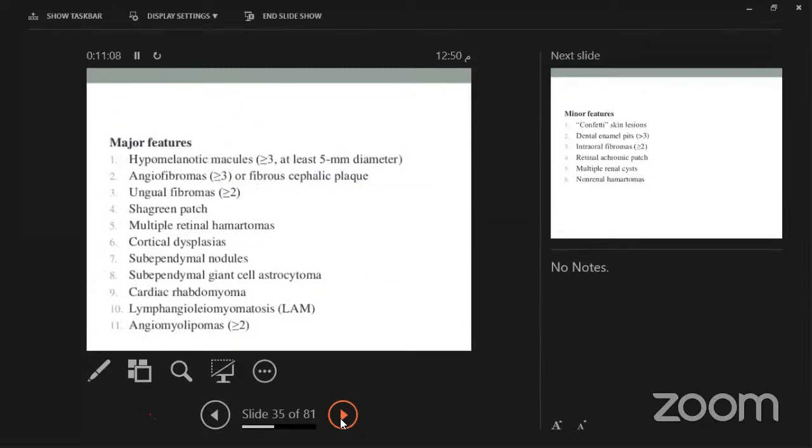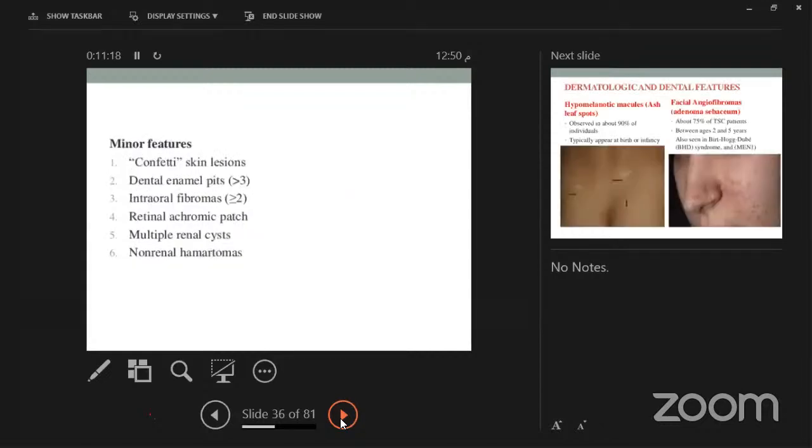Major features are hypomelanotic macules, angiofibroma, ungual fibroma, Shagreen patch, multiple retinal hamartomas, cortical dysplasia, and subependymal nodules. Minor features include confetti skin lesions, dental enamel pits, intraoral fibromas, retinal achromic patch, multiple renal cysts, and non-renal hamartomas.